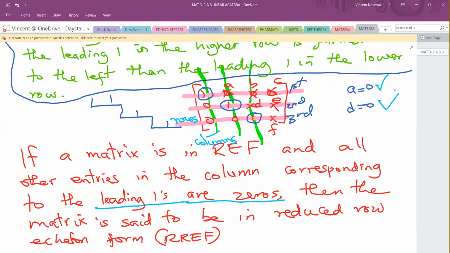So when there is no leading one, F can take anything. It doesn't matter whether you make it 0 or non-zero, it doesn't matter in the classification of this. Only those two. So D can take anything and it will be in reduced row echelon form.